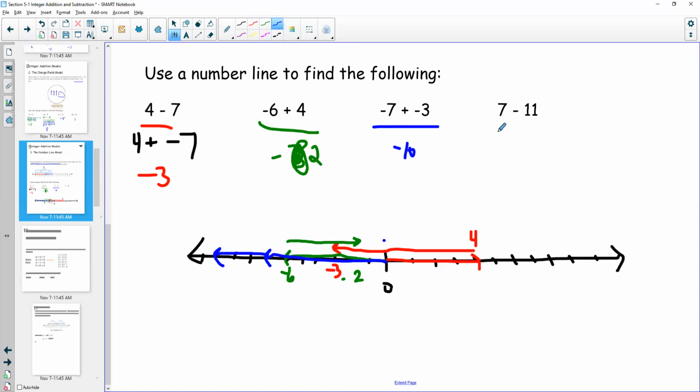7 minus 11, remember, we're going to reorganize. 7 plus -11. So I'm going to do that in pink. I'm going to go over this way to 7, 6, 7. And then I'm going to go backwards 11. 1, 7, 8, 9, 10, 11. So that gets me to -4. Okay, see how these work?